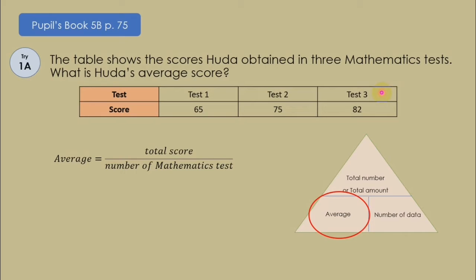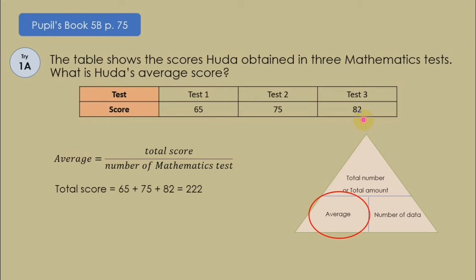First, we need to find the total scores. In the first test, Huda got 65. Then he got 75. Lastly, he got 82. What is the total score he got altogether?